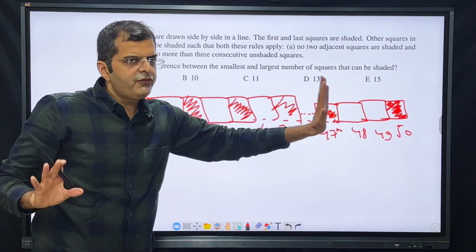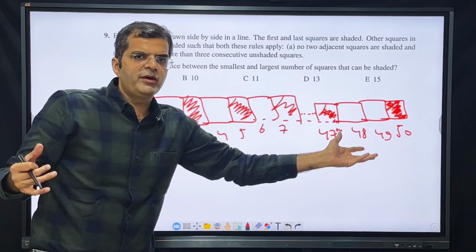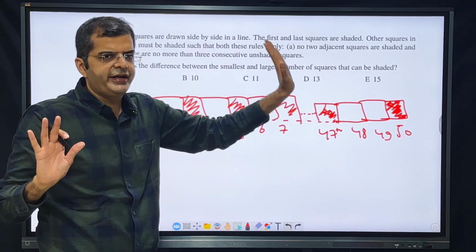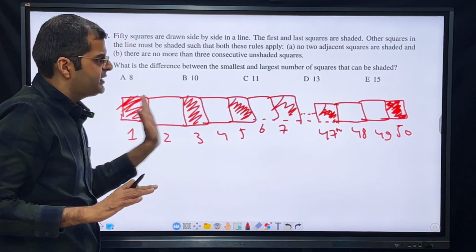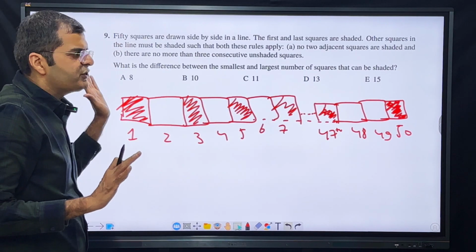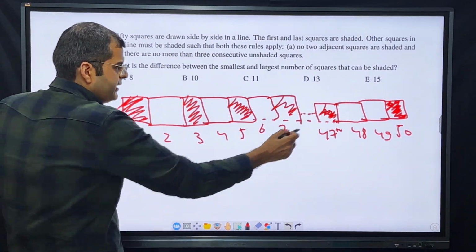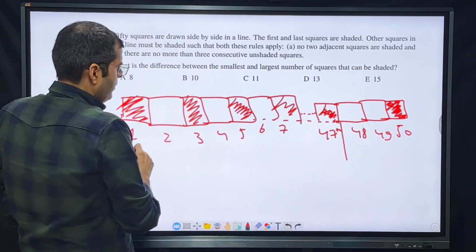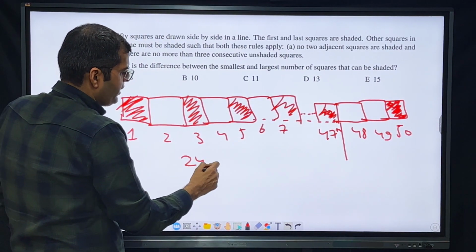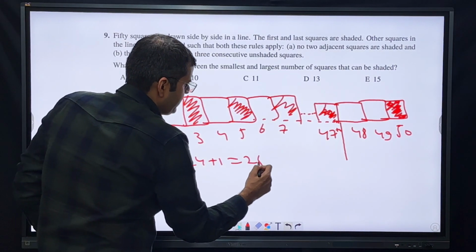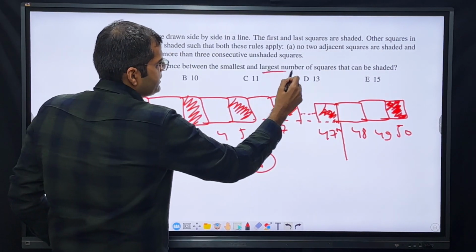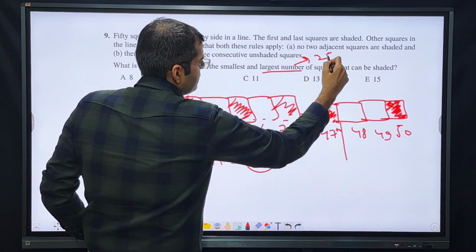After that, I cannot shade 49 because then 49 and 50 both will be shaded. It has said that the last is shaded, but two cannot be shaded together. So this is the situation in which the maximum number are shaded. How many of them are here? From 1 till 47, 24 are shaded, plus the 50th is shaded. So 25 are shaded. The largest number I get is 25.